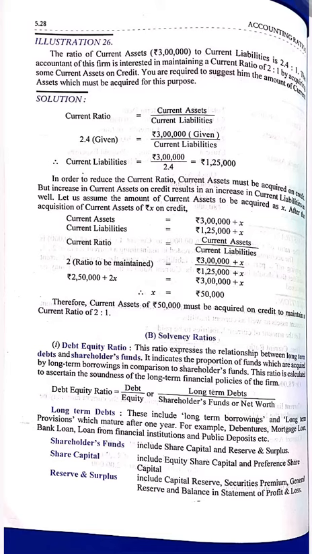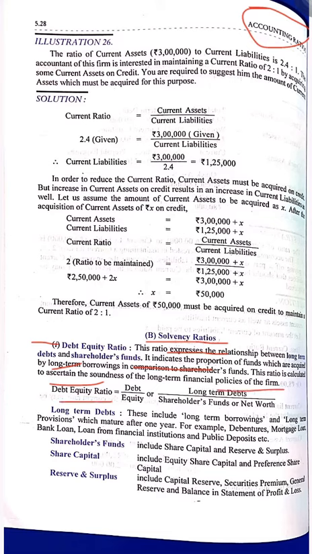Here in the video of the chapter Accounting Ratios or Ratio Analysis, we will discuss today's solvency ratio. I have explained about solvency ratio, and in the solvency ratio, first of all, we have to know the debt equity ratio. This ratio expresses the relationship between long-term debts and shareholders' fund. It indicates the proportion of funds which are acquired by long-term borrowings in comparison to shareholders' fund. This ratio is calculated to ascertain the soundness of the long-term financial policies of the firm.